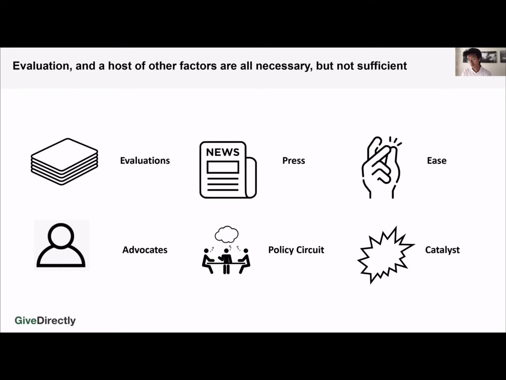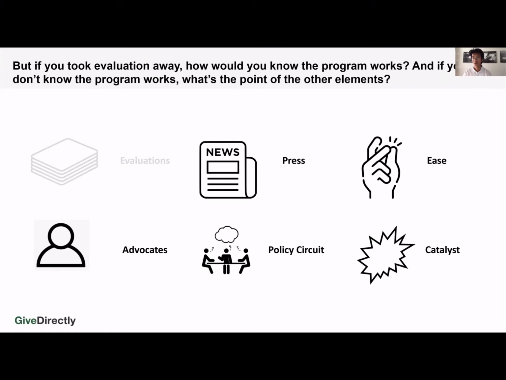But I'll end with this. What if you took away evaluation? What if you had all the elements here for policy adoption and choice, but you just grayed out, you took out evaluation? How would you know that what you were ginning up all the press for, what you were deploying with ease, what you were finding advocates to champion, what you were driving in policy circles to address a particular catalyst? How would you know that this was good? How would you know that it worked?